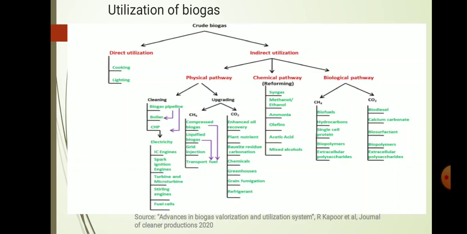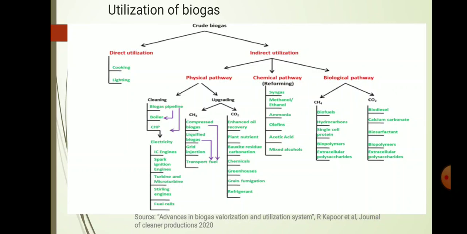The final pathway is the biological pathway. In the biological pathway, we can use enzymes and other biological organisms to convert biogas into proteins, polymers, etc. That is only a limited application. In some special cases, we can convert biogas into biopolymers, other polysaccharides, etc. So this is the overall application.